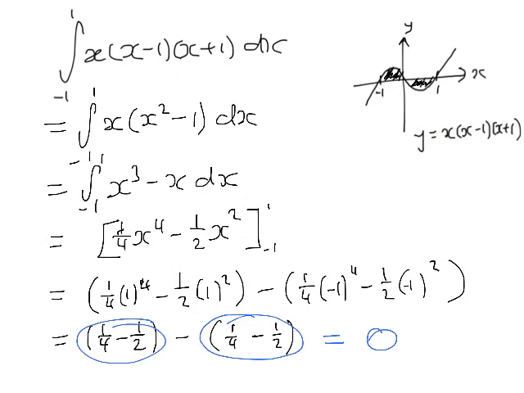Now clearly this area here is not equal to 0. Due to the symmetry of this graph, we know that this area between -1 and 0 is actually the same as this area between 0 and 1. So what we've actually done here is cancel these areas out.